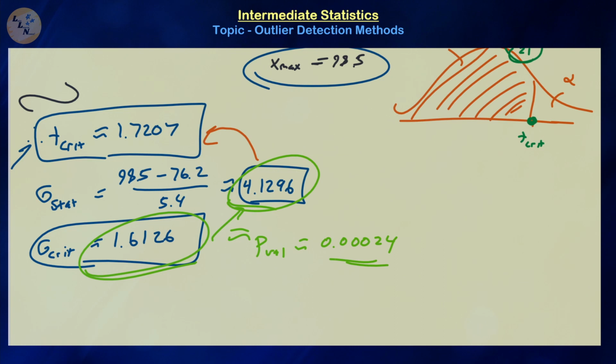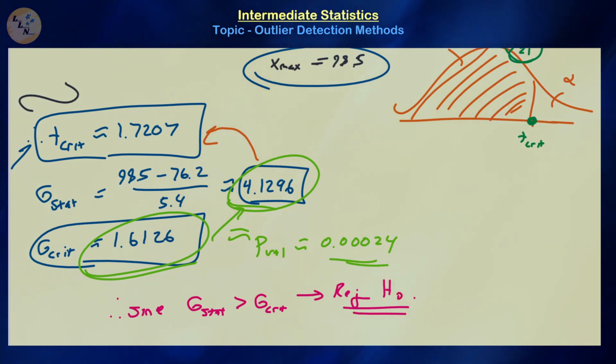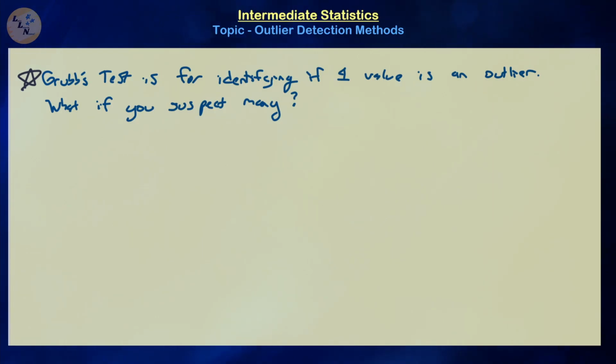So that's pretty good. So what is our conclusion? So since our test statistic is significantly larger than our G critical value, we're going to be rejecting the null hypothesis because we have evidence to believe that the maximum actually is an outlier. So since the Grubbs test is used only for identifying if one value is an outlier or it's not, what if you suspect many values as being outliers?